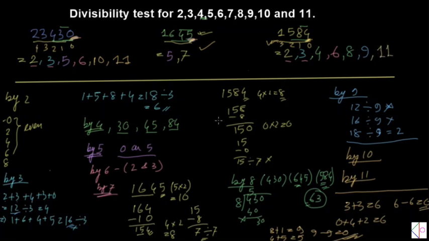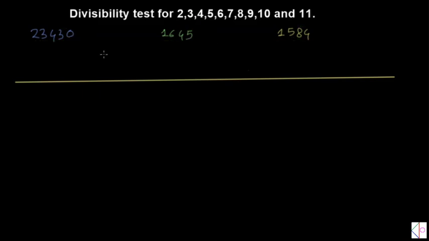So those are the rules of divisibility by the numbers. Those are the most important rules.